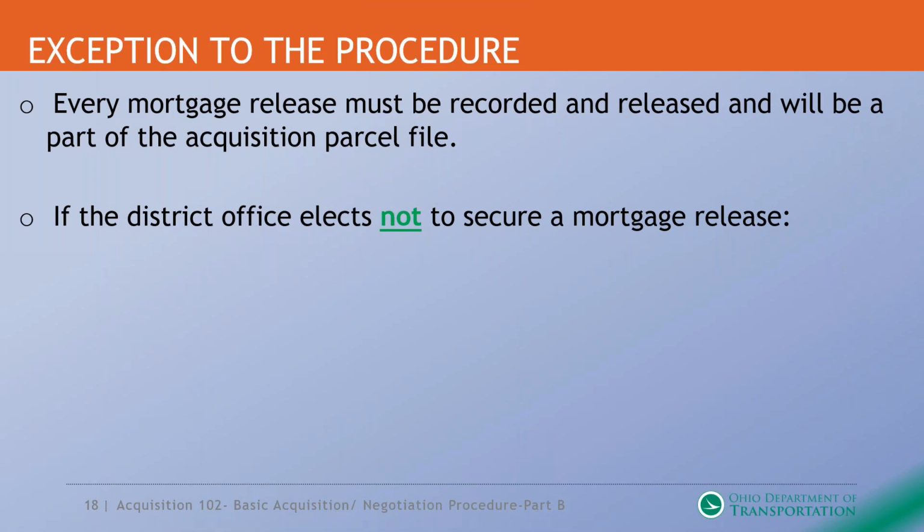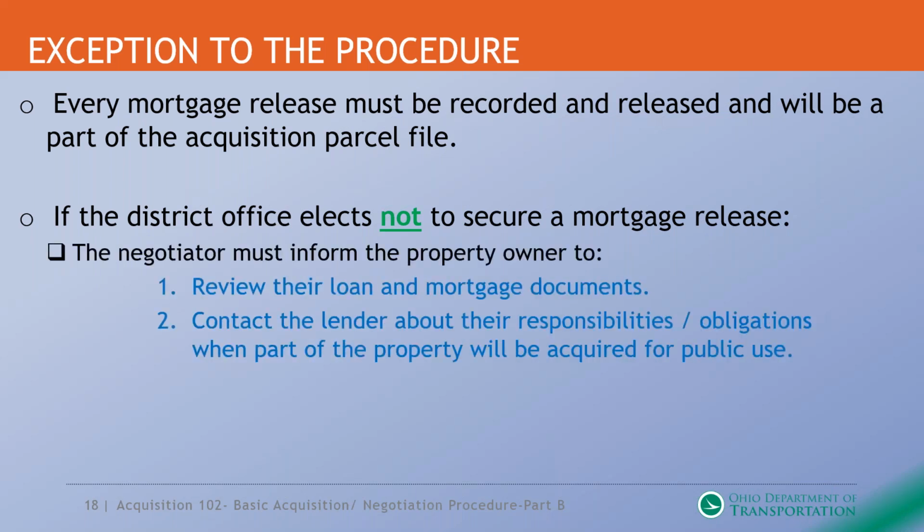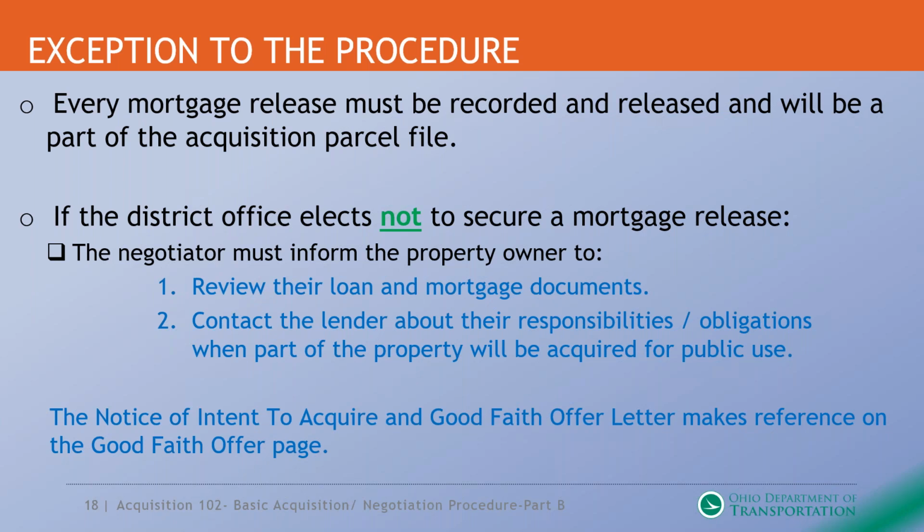Every mortgage release must be recorded and the release will be part of the acquisition file. If the district elects not to secure the release, the negotiator needs to inform the property owner. Of course, the property owner is going to have to review their loan and mortgage documents and contact the lender. Of course, it's going to be their responsibility and obligation to let the lender know the property is being acquired for public use. Now, on our notice of intent to acquire good faith offer, it's going to be referenced under the good faith offer page.